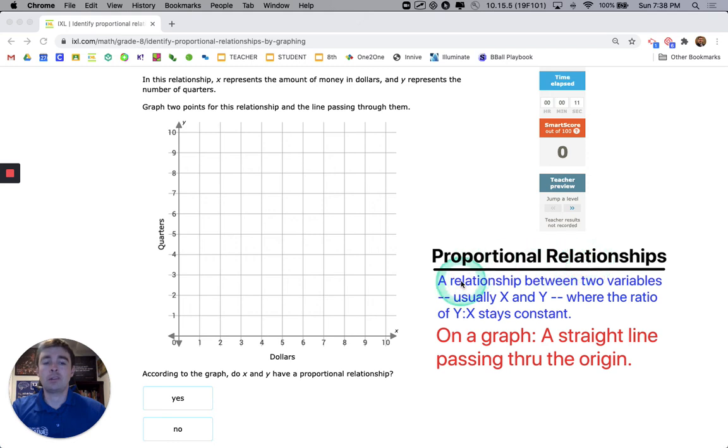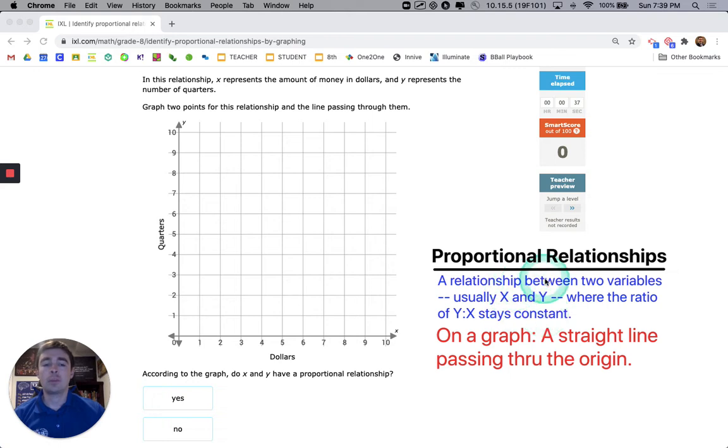The big thing we should already know about a proportional relationship is it's a relationship between two variables, so we measure how two quantities compare to each other. We usually use x and y for those two variables. And if it's a proportional relationship, it's any relationship where y and x's ratio, when you take y and divide it by x at any point, remains constant.